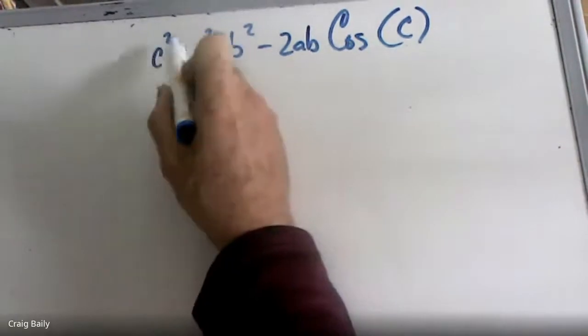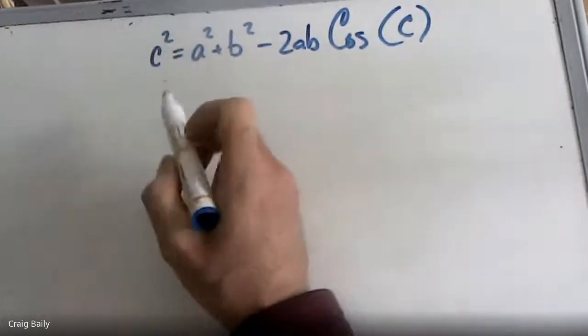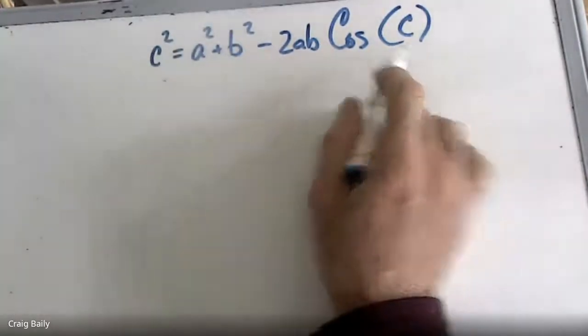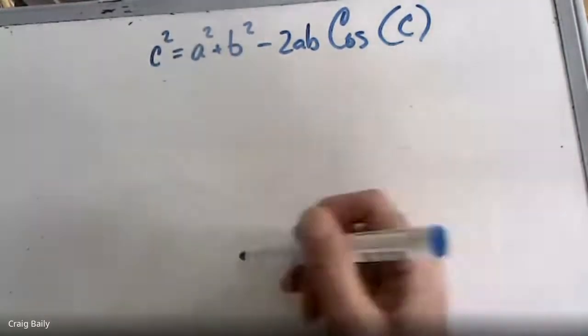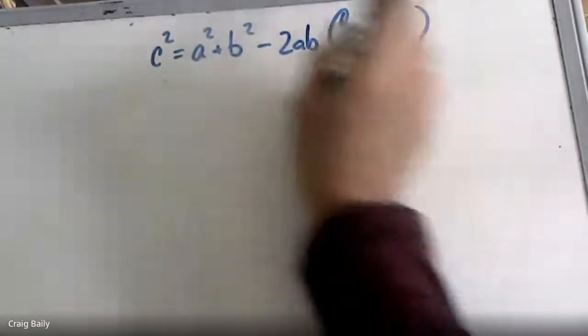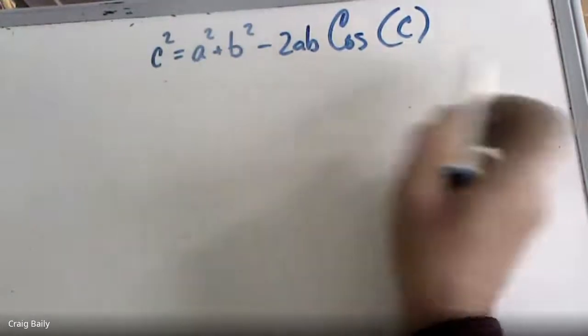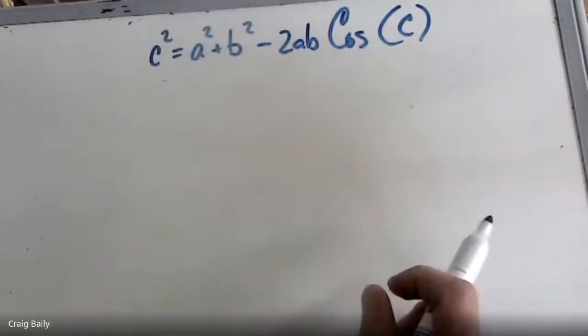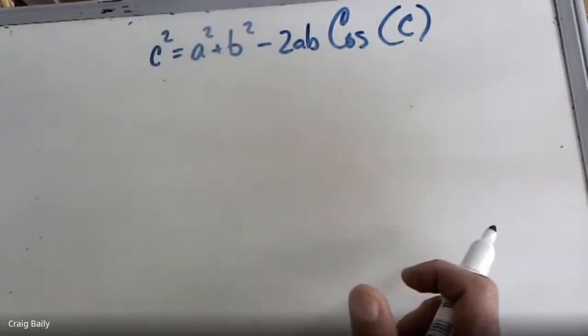Right now the little c squared is the subject of the equation, and that means we're going to use this cosine rule to find little c, which is the length of an unknown side. But how do we rearrange that formula to get the cosine of C all by itself? That's what we're going to talk about right now.